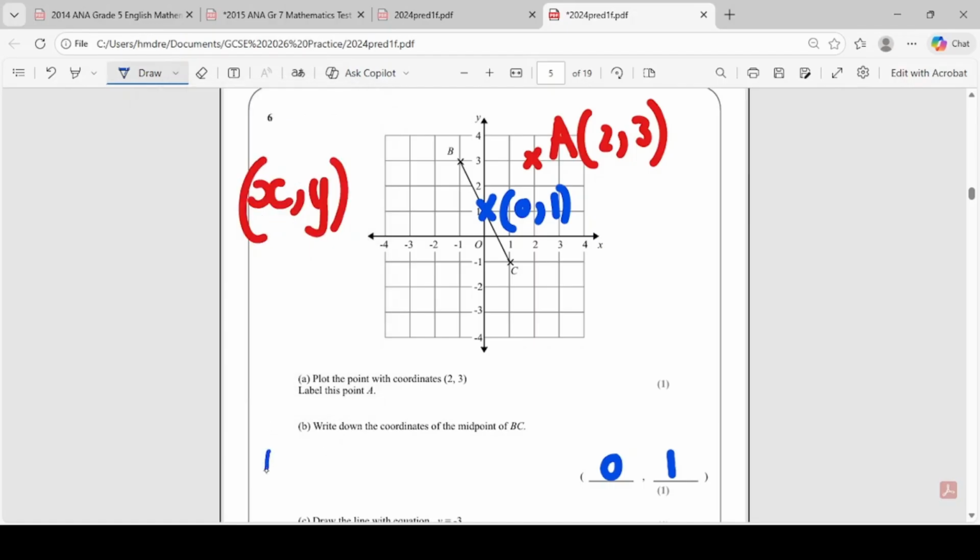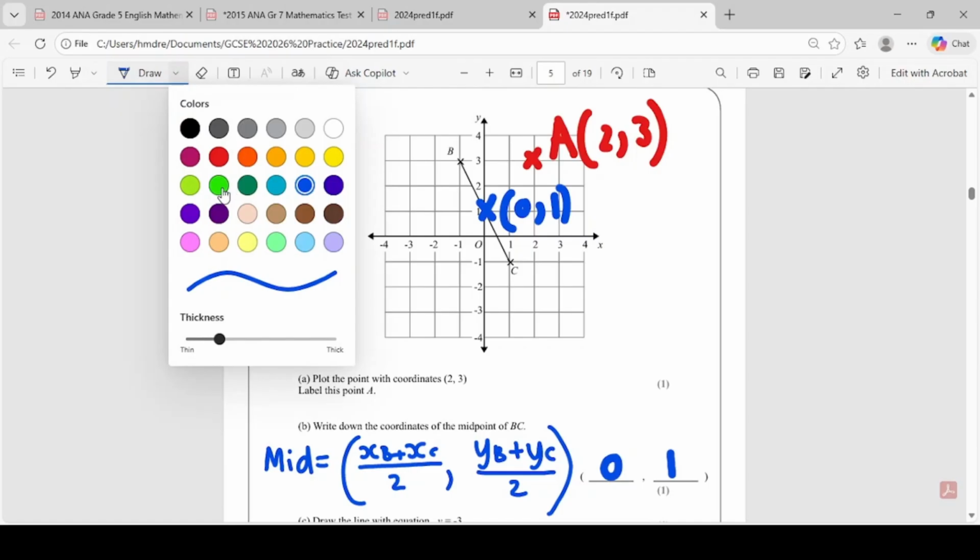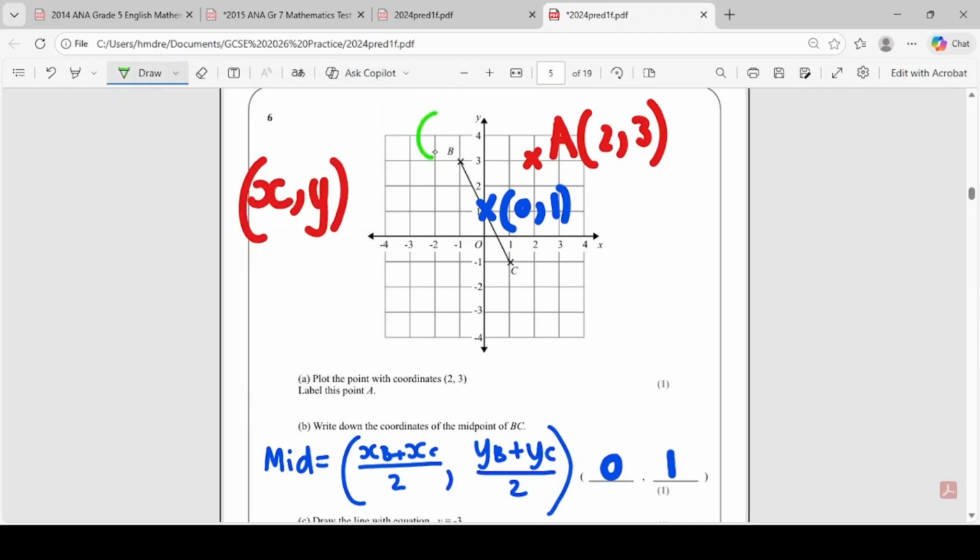Okay, so the midpoint formula: what you do is you take the x coordinate of B, you add the x coordinate of C, and you divide it by 2. So you just take the 2 points on the end of the line, the y coordinate of B, the y coordinate of C, and you divide it by 2. So if we have a look here, point B is x is -1, y is 3, and point C, x is 1, y is -1.